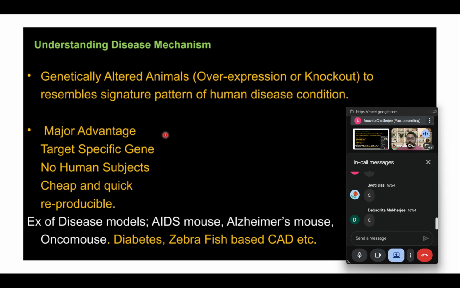So the major advantage is that there are target specific genes. You do not need a human subject, you just need the organism, which could be a mouse, to study it. It is cheap and quick compared to getting human subjects, and it is very easily reproducible. We have made a number of disease models to test out drugs as well as find the mechanism of how the disease works, such as the AIDS mice, the Alzheimer's mice, and the oncogenic mice. We have already made disease models for diabetes as well as zebrafish based fat.